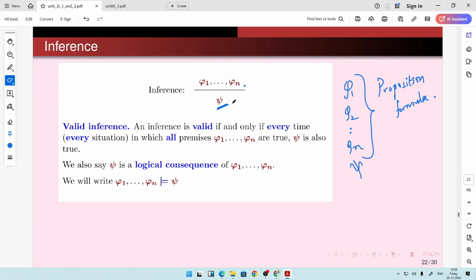And how do we find psi? By means of some rules. We call an inference valid if at all times when phi 1 to phi n are true, psi is also true. If this is true and this also is true, then we call it a valid inference. Psi is then called a logical consequence of phi 1 to phi n, and we write phi 1 to phi n entails psi.